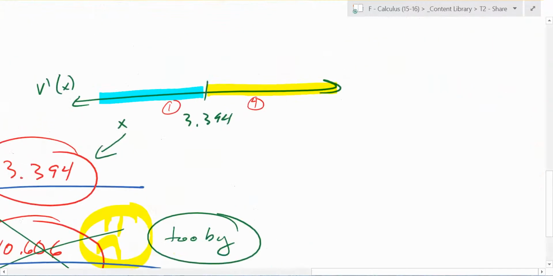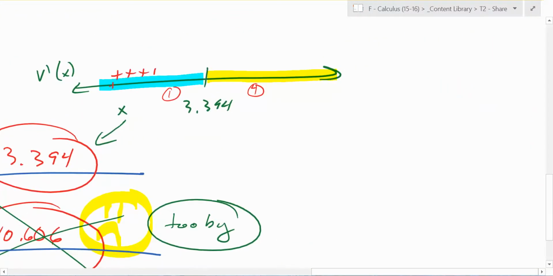Yeah, so it's positive to negative. It goes like this: plus, plus, plus, plus, plus, and then it turns into minus. So it goes up and then down. Is that what we want? Yep, it is what we want. So that tells us when x is 3.394, you have maximized the area.